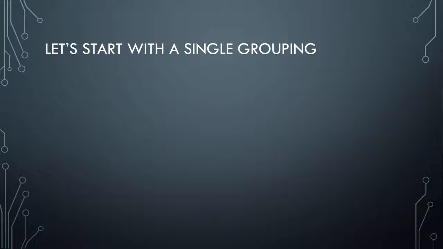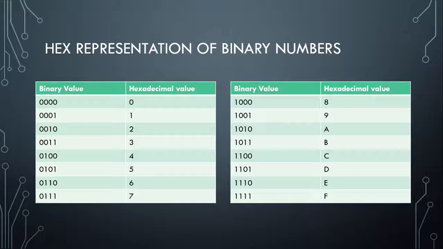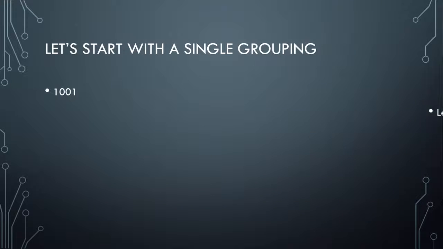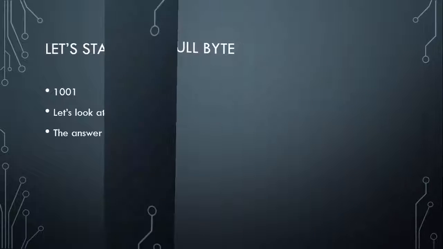Now, let's start with a single grouping, so just one group of 4 bits. And for this example, I'm going to use 1001. Now, if we look back at our chart to see what this represents in hexadecimal, according to that, you can see 1001 is represented with 9. So the answer, of course, is a simple 9.